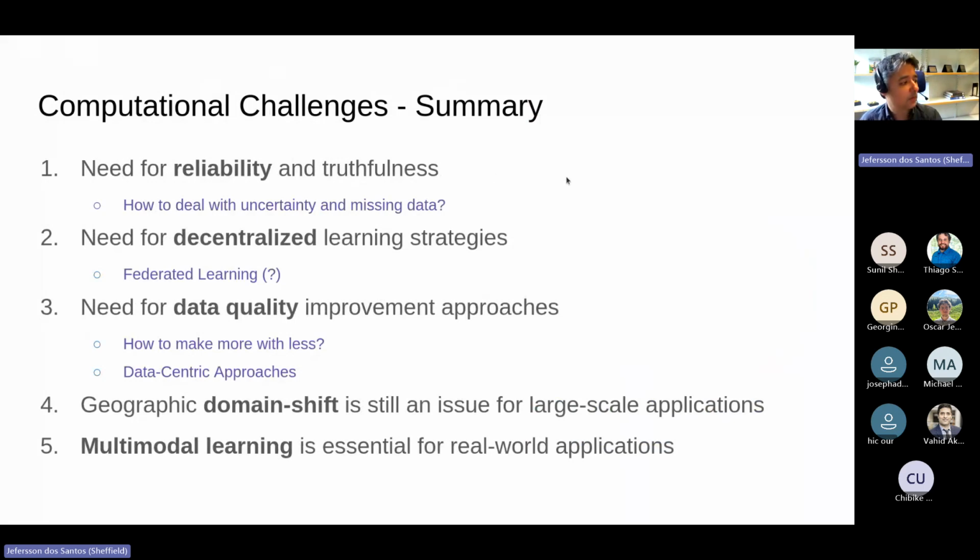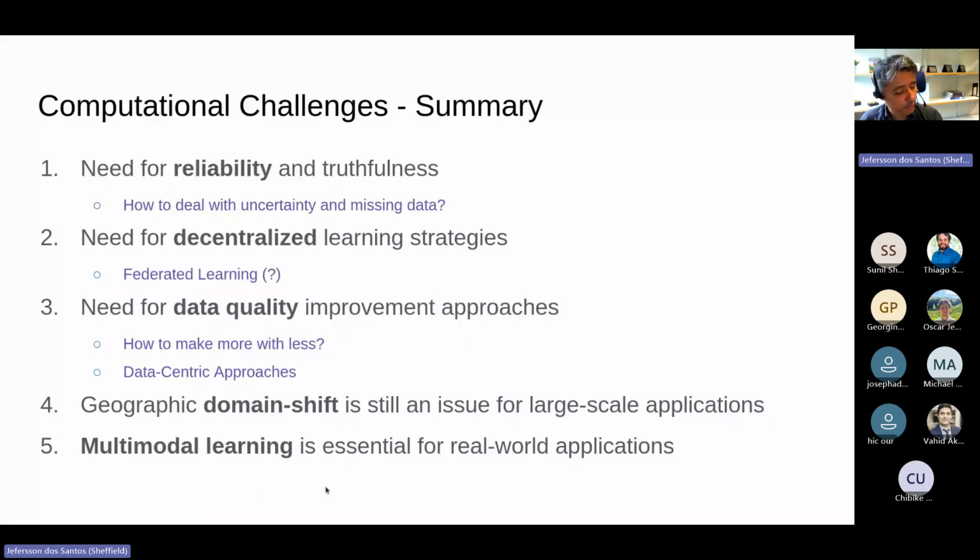This is very important. And towards this, it's very important for us to keep monitoring the uncertainty of the model and dealing with missing data. There is a need for decentralized learning strategies, especially for monitoring at large scale. I'm interested in federated learning, and how to combine this with Earth observation applications. I'm very interested in improving data quality. So how can we make more with less? And I'm interested in developing new tools for improving the quality of the data.